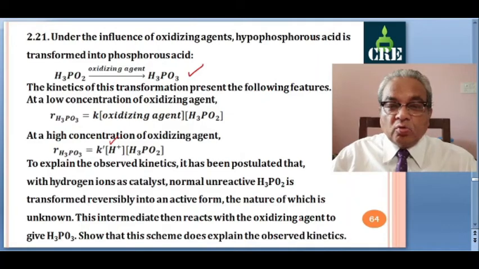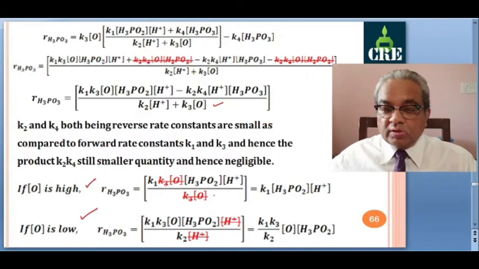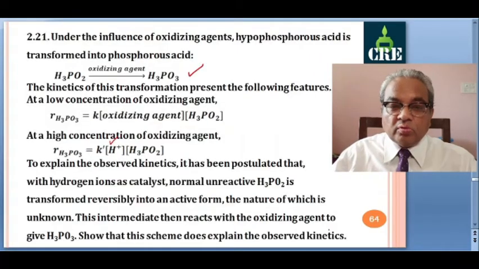What it says, at low concentration of oxidizing agent, it should be K into concentration of oxidizing agent into [H3PO2]. So see, at low concentration, this K1 K3 by K2 you can write as some constant K prime, into concentration of [O] into concentration of [H3PO2]. Concentration of [O], that is oxidizing agent, this is verified.